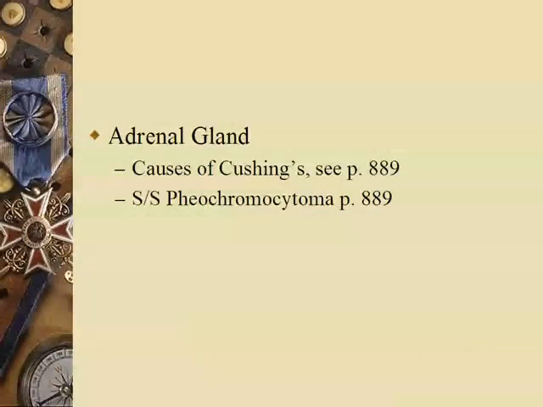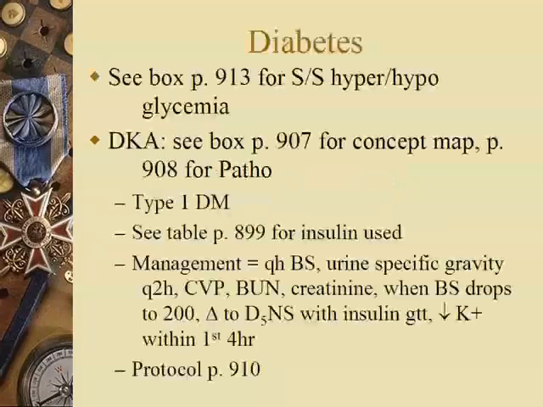The adrenal gland causes of Cushing's syndrome. You see a table on page 889, and the symptoms of pheochromocytoma are on page 889 also. Diabetes is becoming epidemic. There is a box on page 913 that lists the symptoms for both hyper and hypoglycemia.